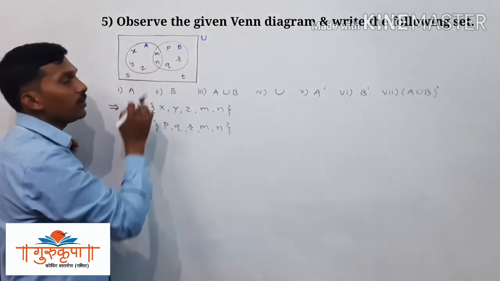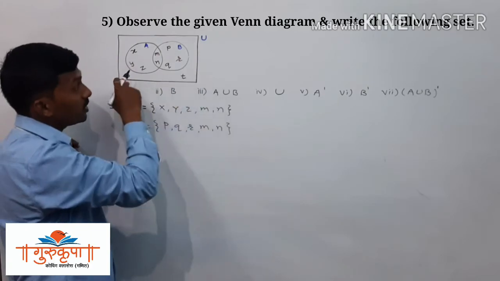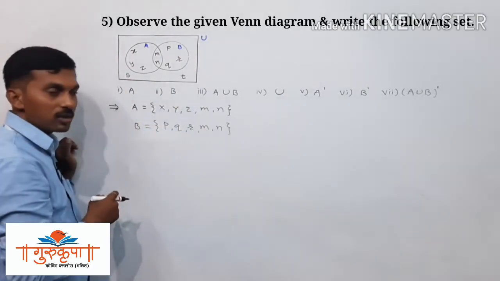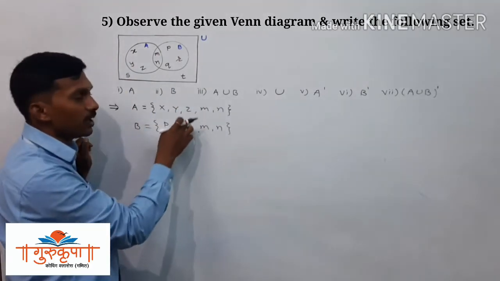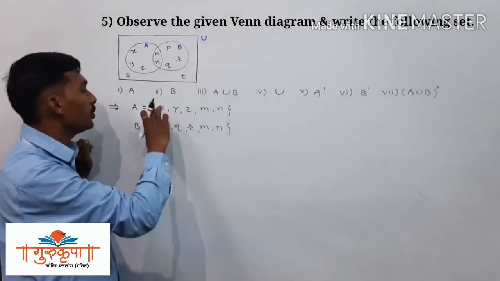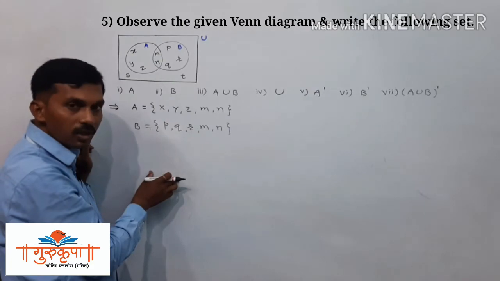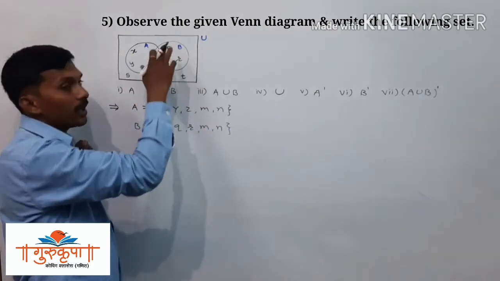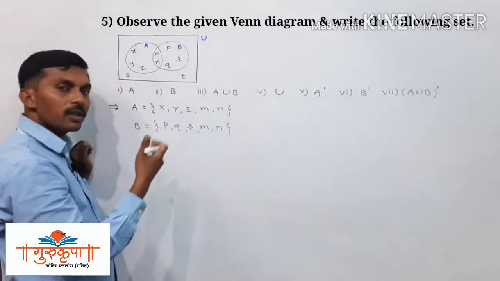We have to write A union B, observing this diagram only. Some students will use these two sets A and B and write the union of A and B. But do not use these sets to write the union. Observe the diagram and write the given set.